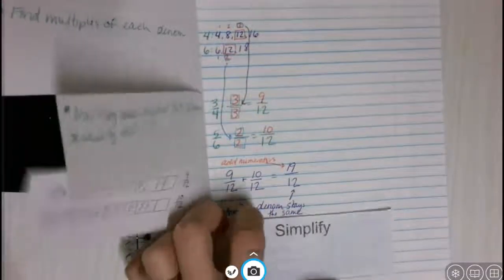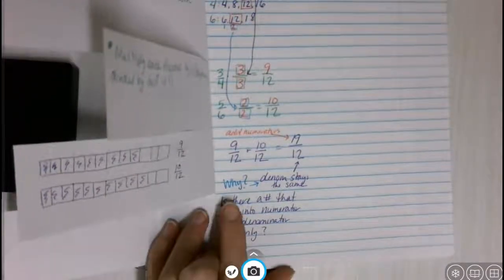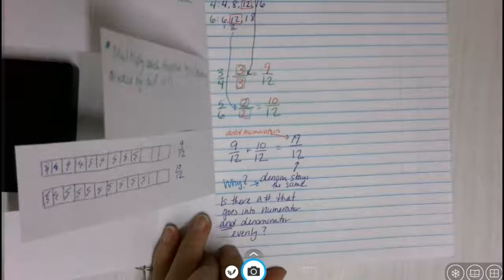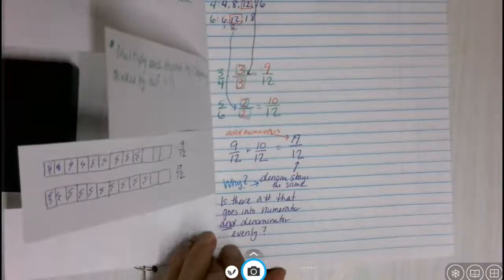So then my last step would be simplify. The question I ask is, is there a number that goes into the numerator and the denominator evenly? For this case, there isn't, so it is fully simplified.